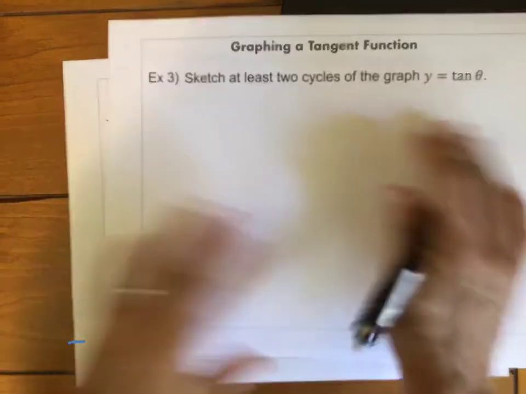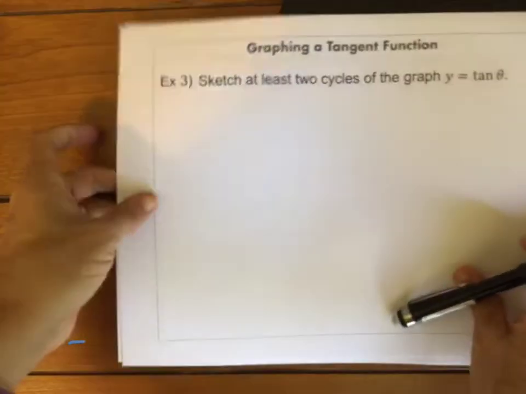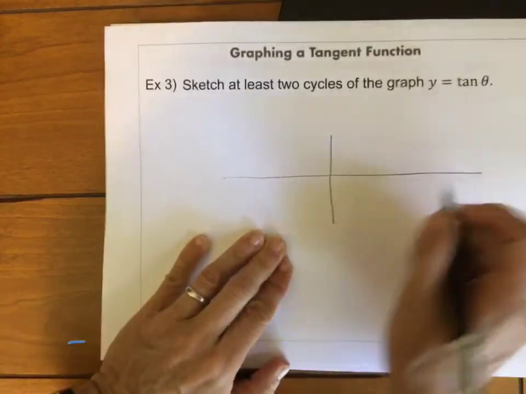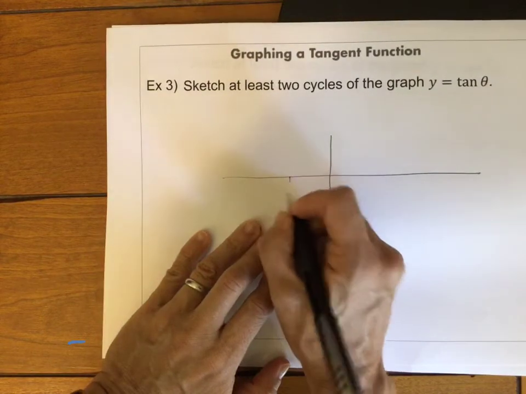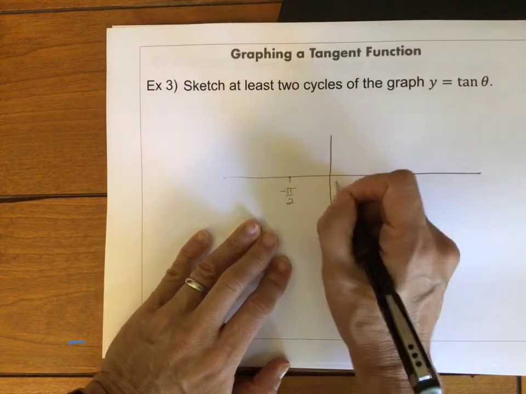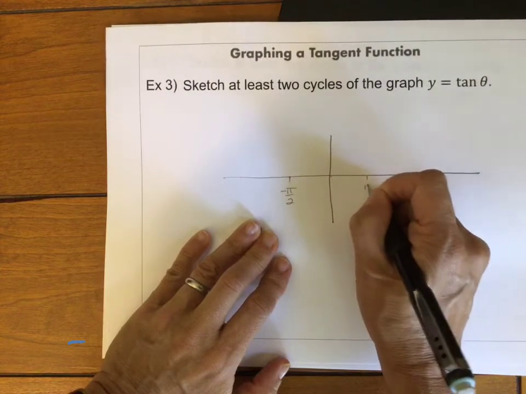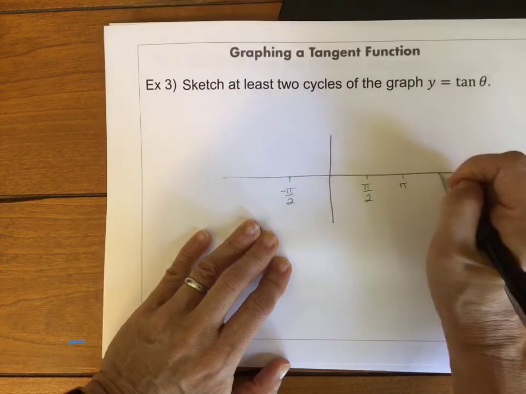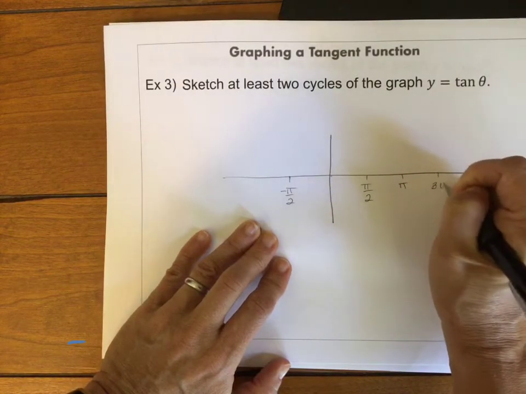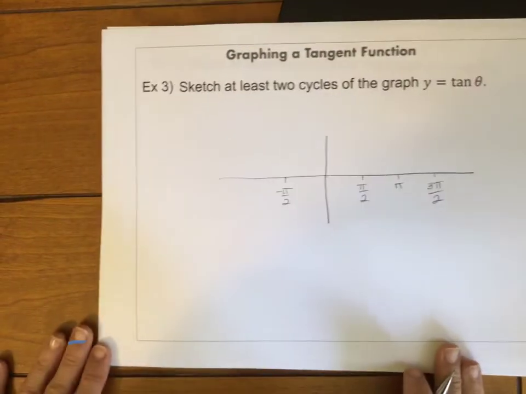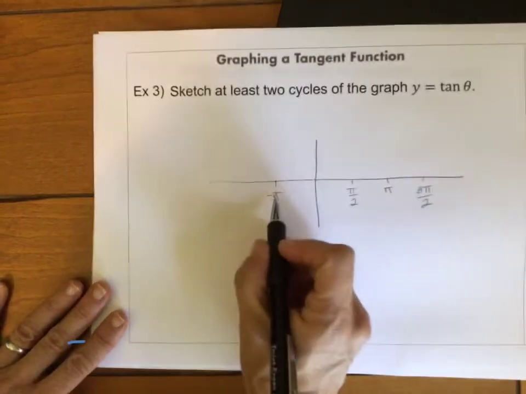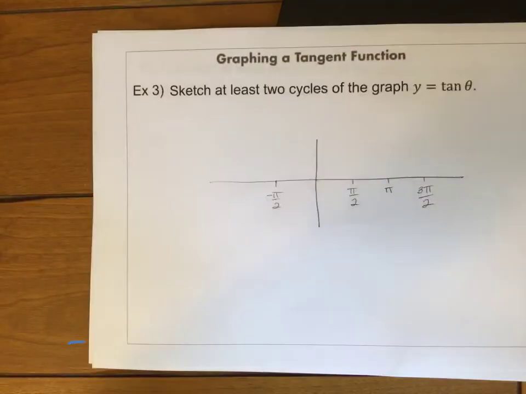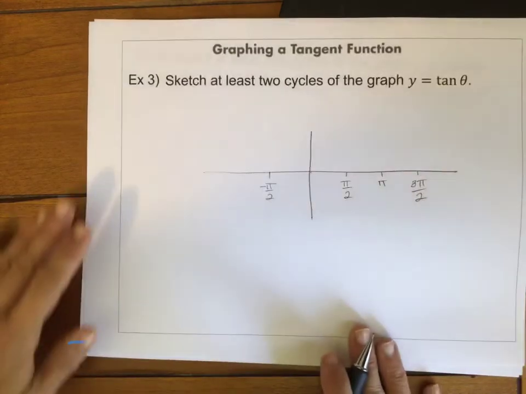So in this graph, we don't just start at 0. So I draw my xy axis like this. And maybe this is negative pi over 2. Here's 0. Here's positive pi over 2. Here's pi. And here is 3 pi over 2. So I just went by a scale of pi over 2 because that's what it looked like on the graph that we saw on the previous slide.